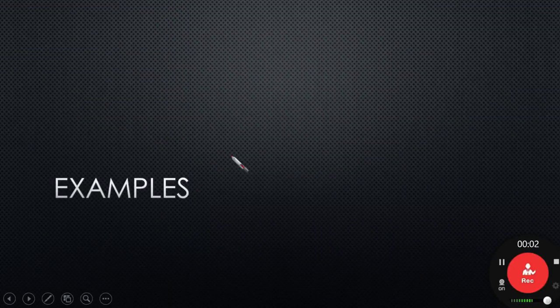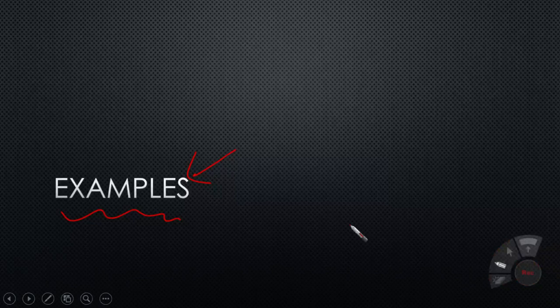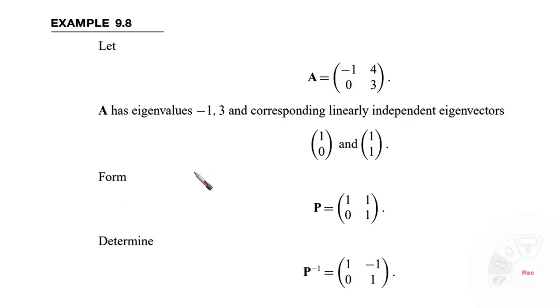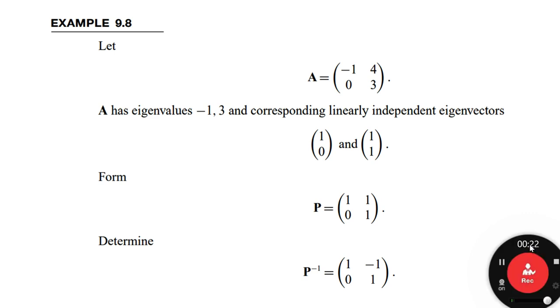Okay, so in this video I'm going to talk about some examples related to diagonalization. So we are going to have some examples, and let's see how we are going to understand more what we have explained last time. Okay, now let's jump directly to this example and see whether it is going to be working with us or not.